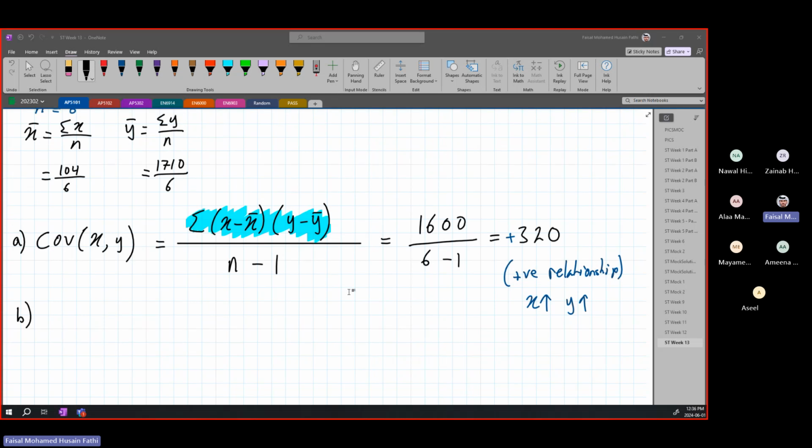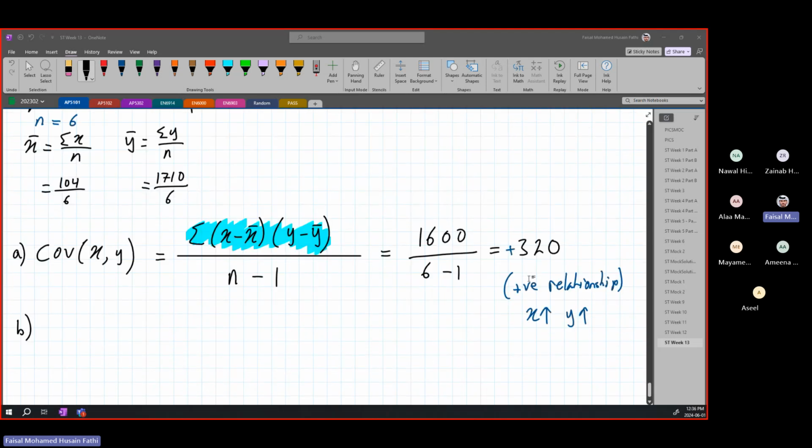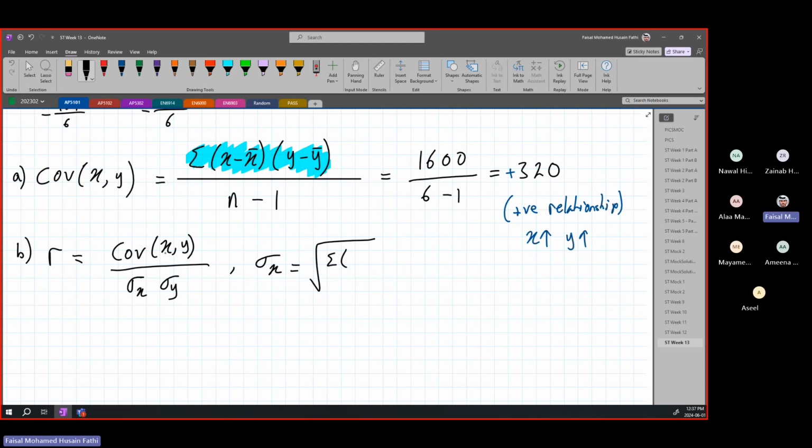Now part B says compute the correlation coefficient and interpret the results. Round your answers to 2 decimal places. So if you remember, now that we have found the covariance, all we need to do is apply R is equal to covariance of xy over the standard deviation of x times the standard deviation of y. And we know that the standard deviation of x is going to be equal to the square root of the summation of x minus x bar squared divided by n minus 1, because we're talking about a sample.